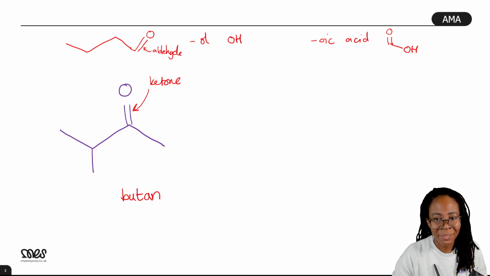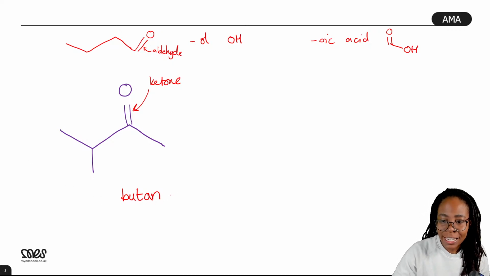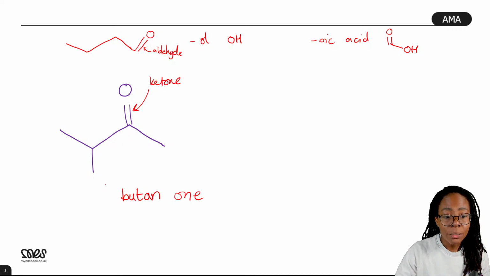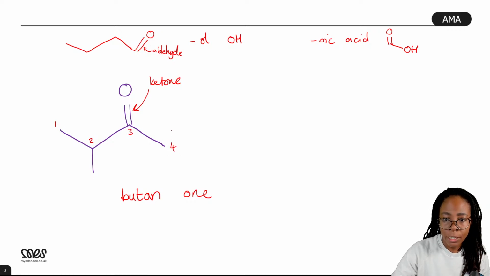Okay, lovely. So this ends in -one. And best practice, we should position that. Now, what number will we use to position this -one group, this ketone? Again, we've got 2 options. We can either say 1, 2, 3, 4, or 1, 2, 3, 4. We want to give that 2, so the smallest possible number.